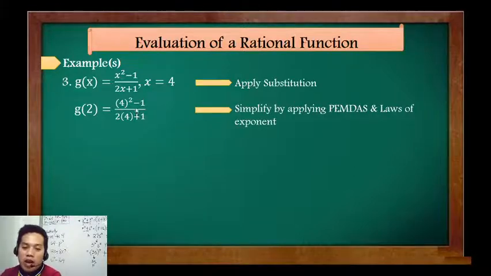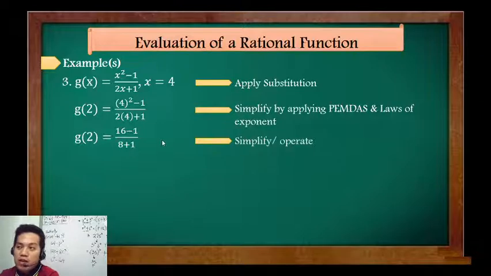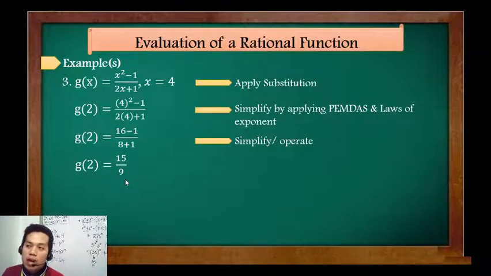Okay, so 4 square can be expressed or can be written as 4 times 4. So 4 times 4, this is 16. Copy ang negative 1. Then, that is 16 minus 1 over 2 times 4, this is 8 plus 1. Okay, so next to this one, we need to simplify or operate the given operation. Okay, we have g of 4, this is g of 4, not g of 2, is equal to 15 over 9.